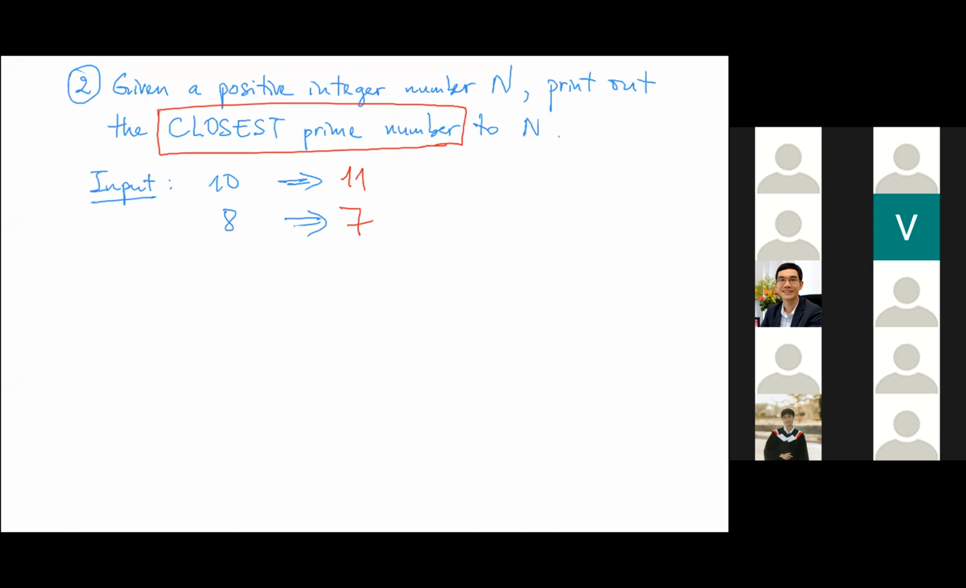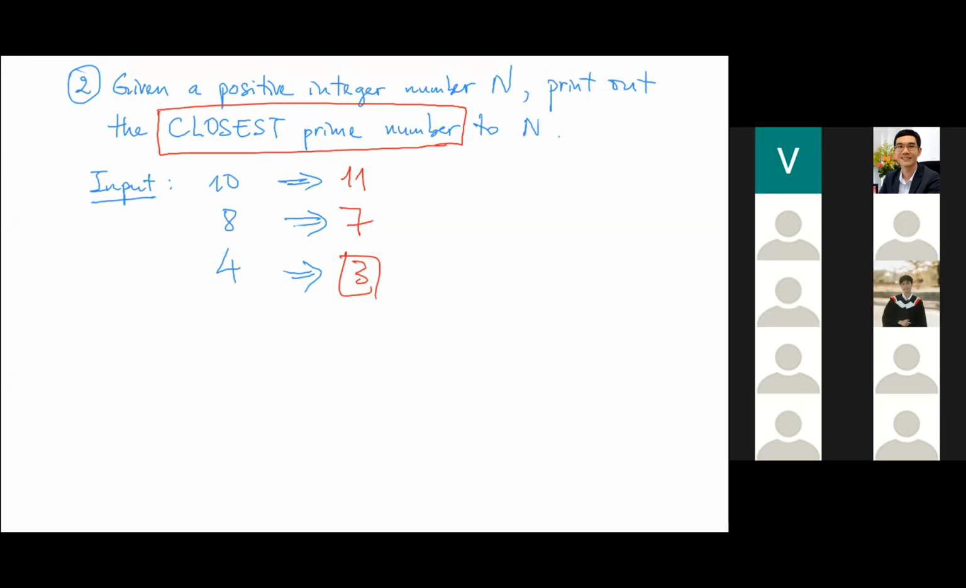But if I input number 4, you can output either number 3 or number 5, either. It's okay. You can output 3, it's okay. Output 5, it's okay. Because both of them are the same distance to the number 4. So is it clear to you on the questions? Tick the yes if it's clear to you. So given a positive number n, print out for me the closest prime number.